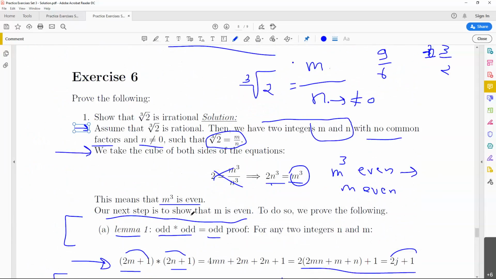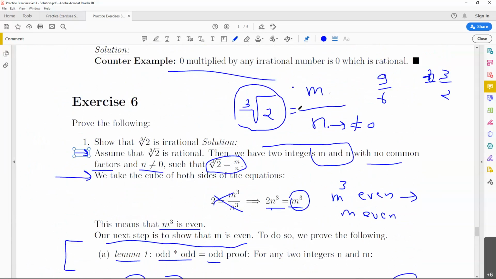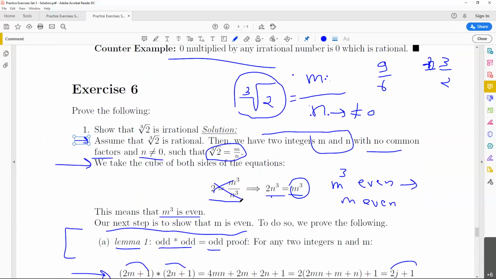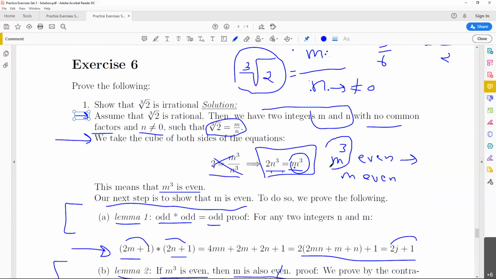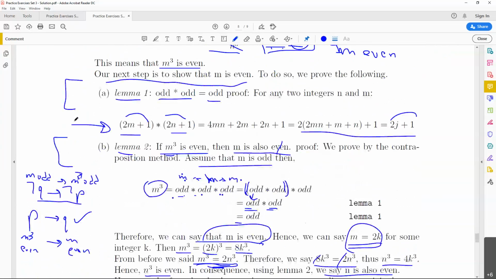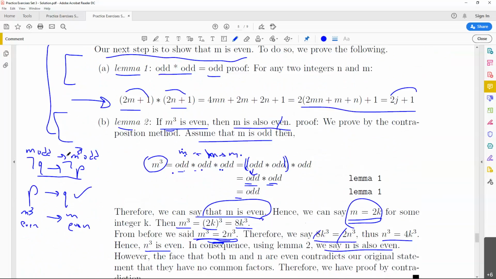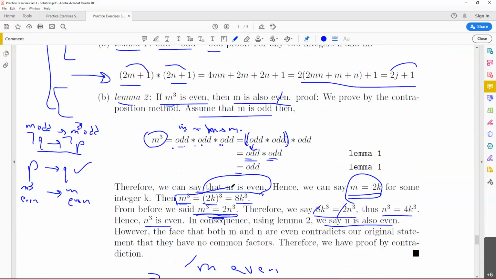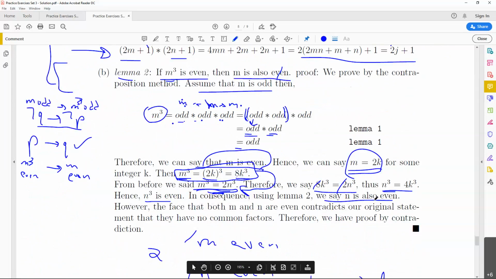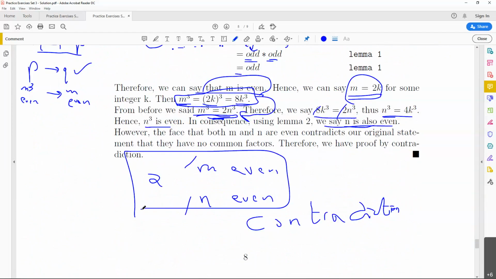I'll run through the idea quickly. We assume that the cube root of 2 is rational, so that means you can write it as m over n such that m and n don't have any common factors, and n is different than 0. We raised both sides to power 3. Crisscrossed, we got this thing. This tells us that m to the power 3 is even. We proved that if m to the power 3 is even, then m is also even. We proved it using Lemma 1 and Lemma 2. Similarly, since m is even, you get that m to the power 3 is this. You plug it in, and n to the power 3 is even. So n is also even. Both of them being even means they have at least 2 as a common factor. So contradiction, it's not actually rational.